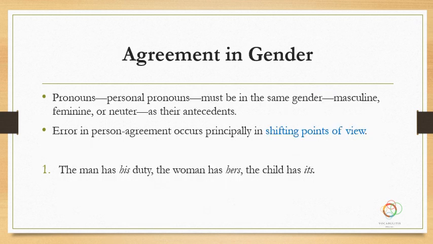All right, next one is agreement in gender. If it's a boy, say he. If it's a girl, say she. That's all it is. Okay. The man has his duty. The woman has hers, and the child has its. All right, we don't know the sex of the child, so we can use the its. Its is acceptable for babies and animals.